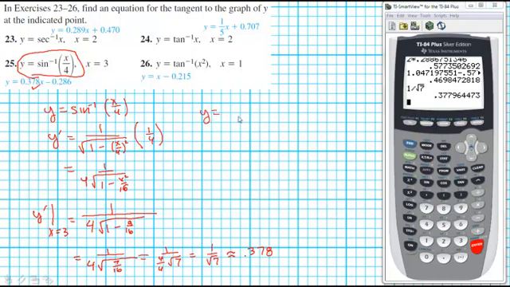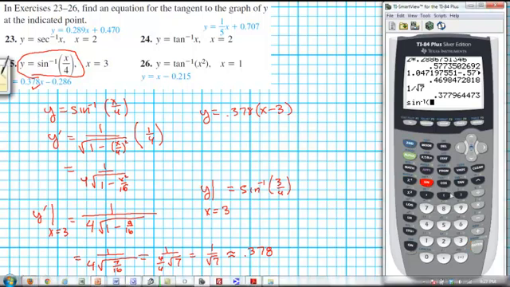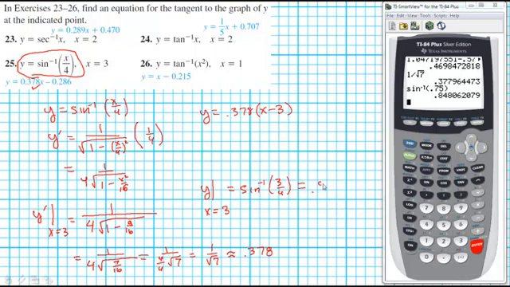Let's finish the job. y is equal to 0.378 times x minus 3 plus whatever y is equal to when x is equal to 3, which is the inverse sine of 3/4. Don't know what that is off the top of my head, so I'll put that into the calculator. And we get that that is equal to 0.848. So I'll put that in.